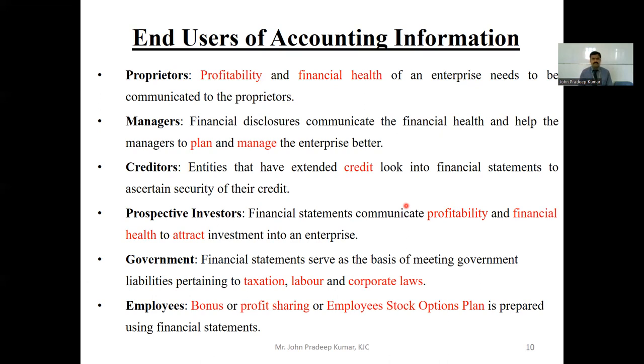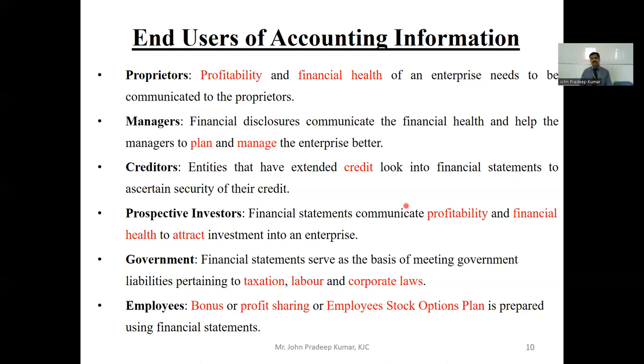And then creditors, who want to know the financial status and financial performance of the company, so that based on that, they will decide whether to extend credit to the company or not. And then prospective investors. Obviously, before they invest their money, they want to know the company's financial health and profitability, and whether they can even forecast how the company is going to be in the future. Based on that, they will decide whether to invest in the company or not.